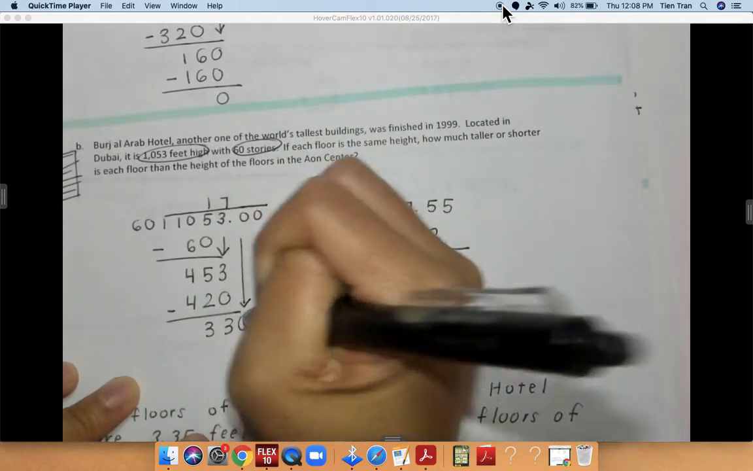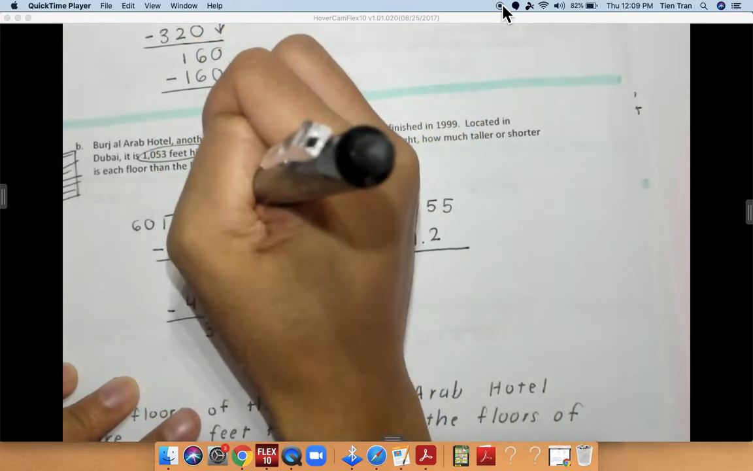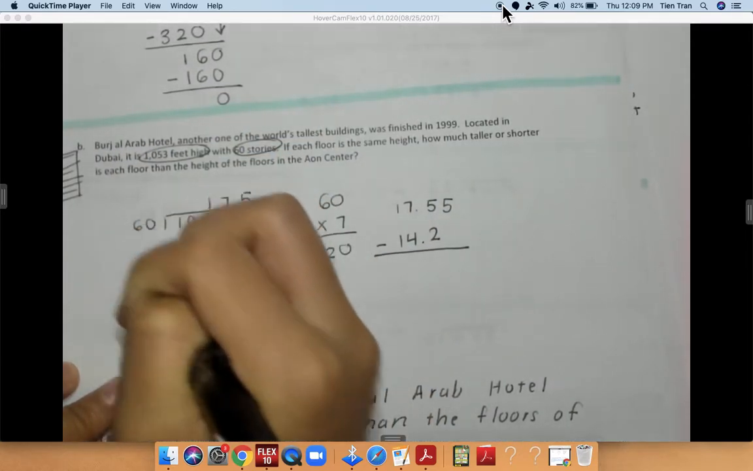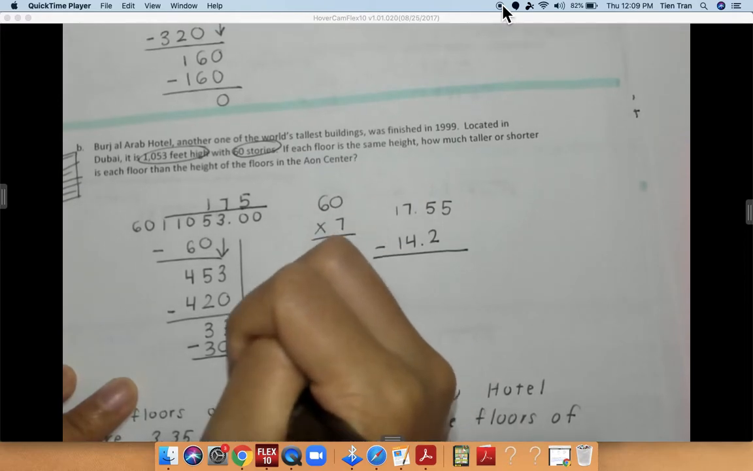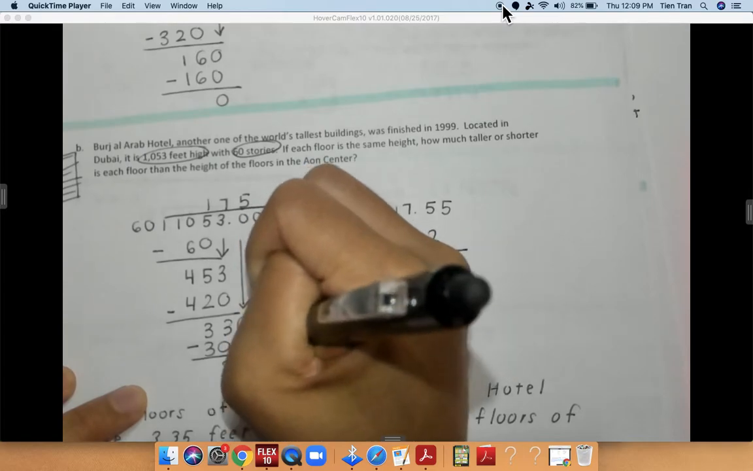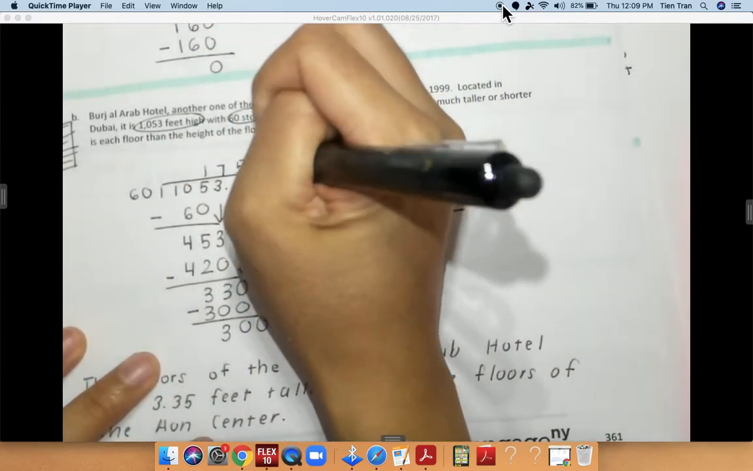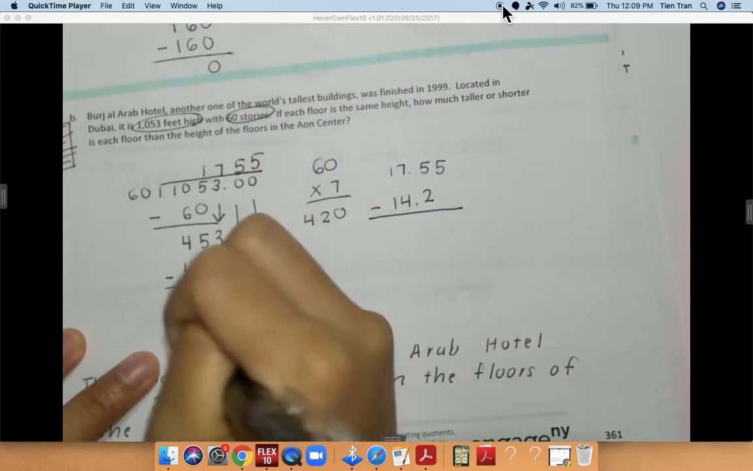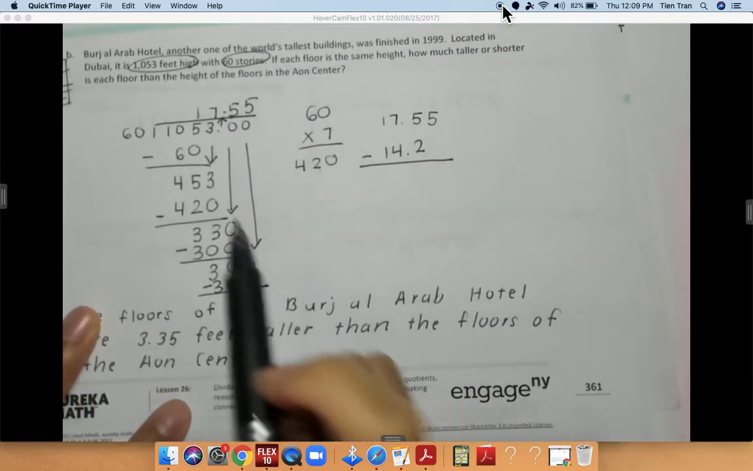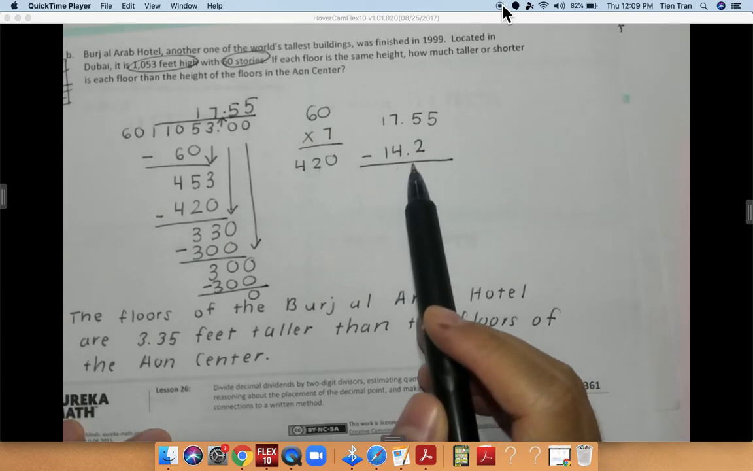Bring down your 0. How many times can 60 go into 330? I'm going to try 5 times. 6 times 5 is 30. So add your 0 at the end, 300. 0 minus 0 is 0. 3 minus 0 is 3. Now 60 times 5 I know is exactly equal to 300. Subtract and I get 0. Don't forget to bring up your decimal. So I got 17.55. Now I need to subtract 14.2.